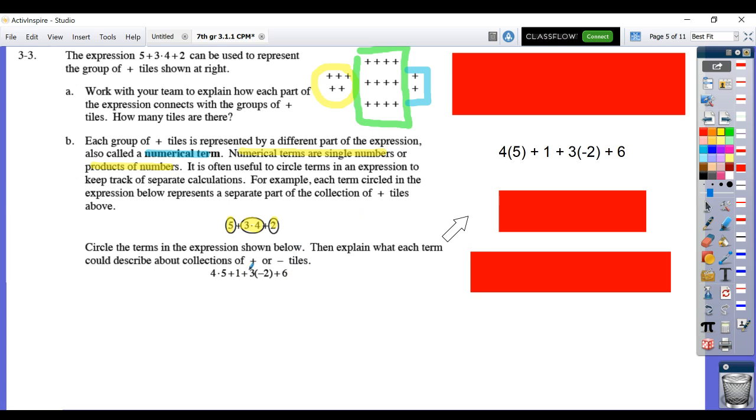Okay, so now if you had this longer expression, which I rewrote also up here, you have to think about where would the terms be. So 4 times 5 would be a term because, again, it's a product. 1 would be a term because it's a single value. 3 times negative 2 would be a term. All right. And then 6 would be a term. And then if you try to think about what that equaled, all right, you take your 4 times 5, add 1, plus negative 6, because 3 times negative 2 is negative 6, plus 6.